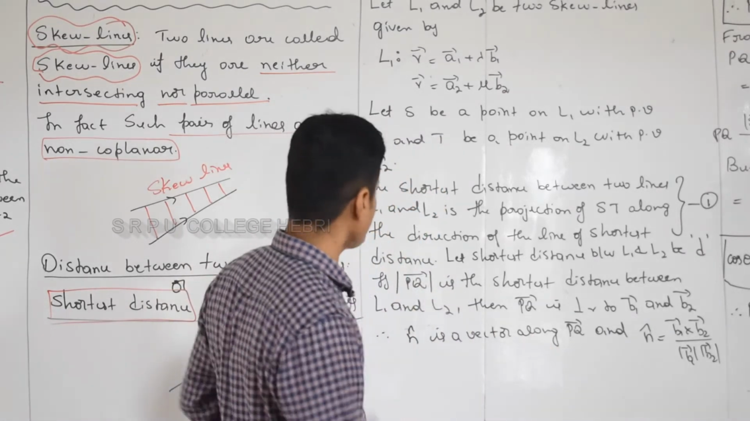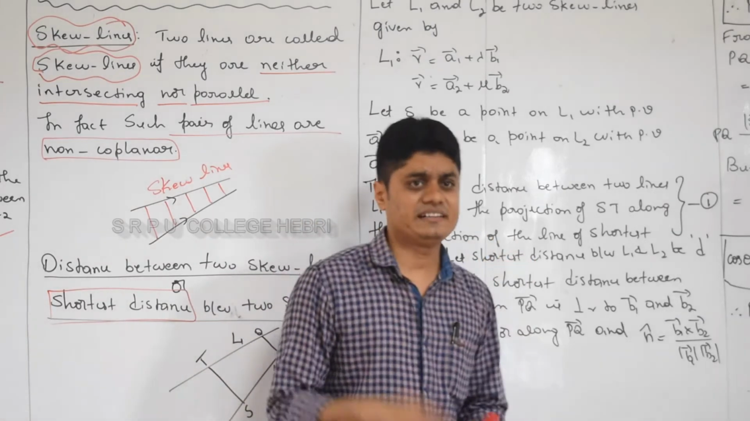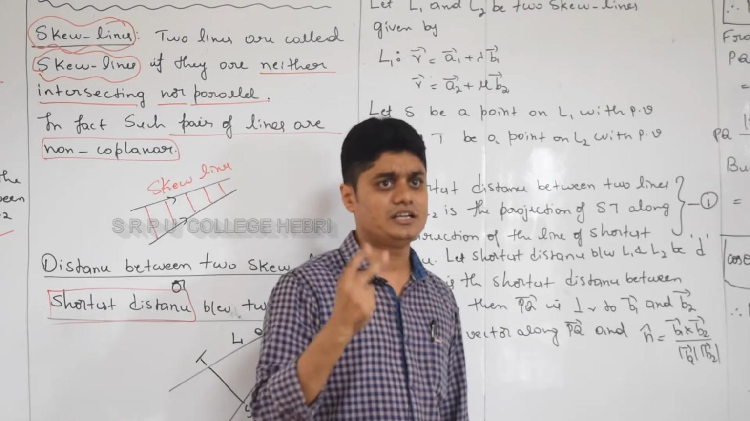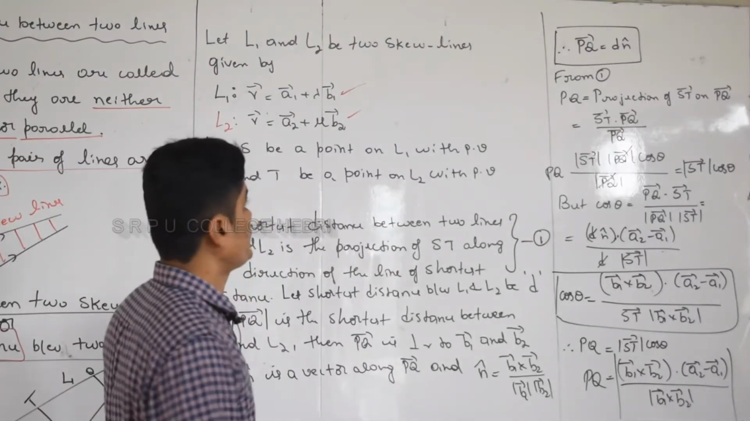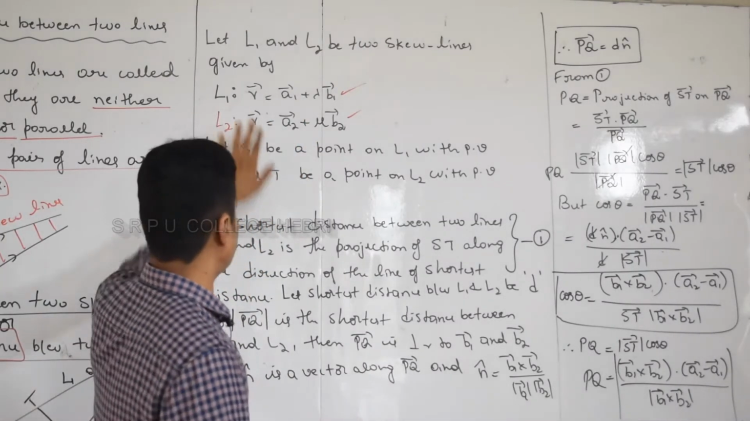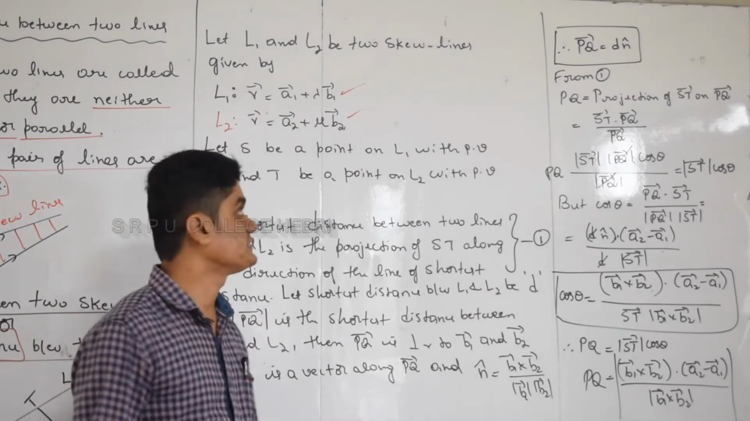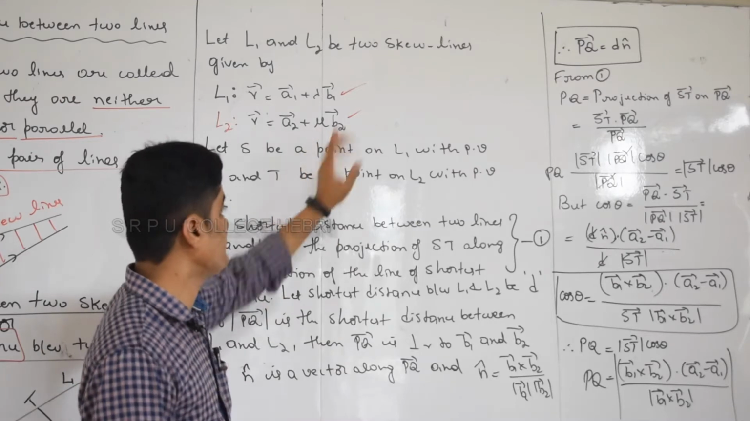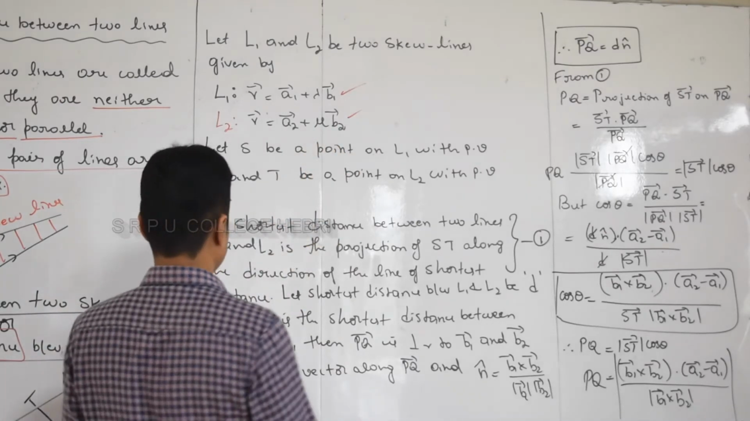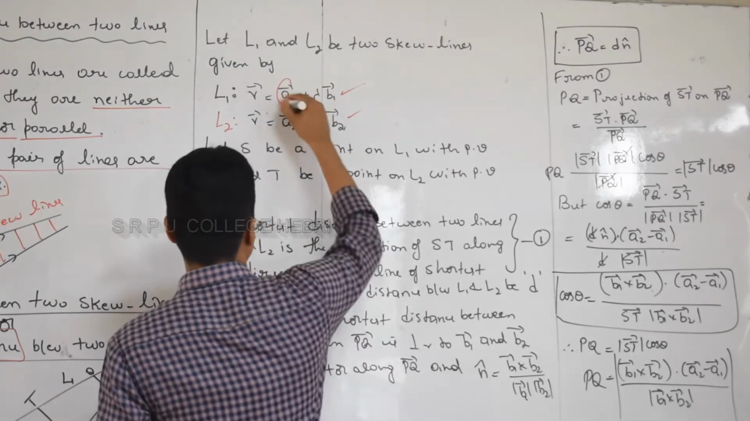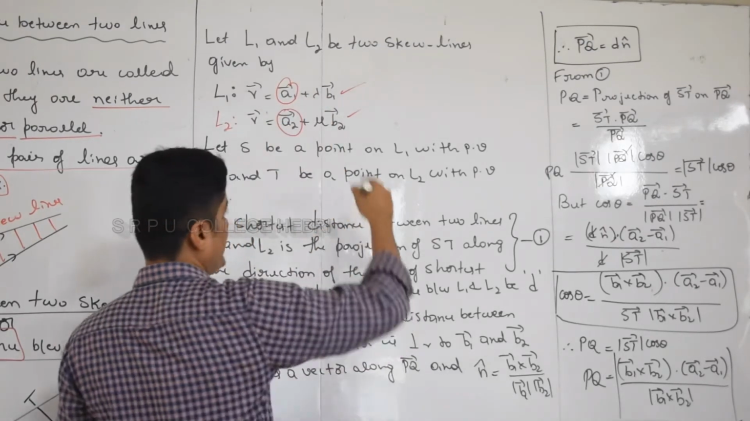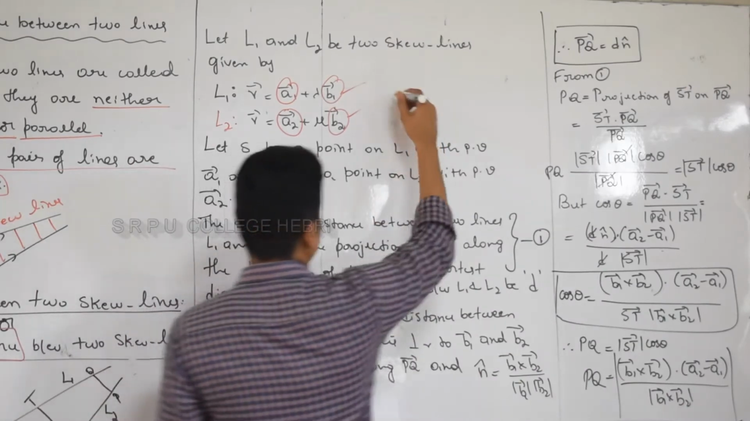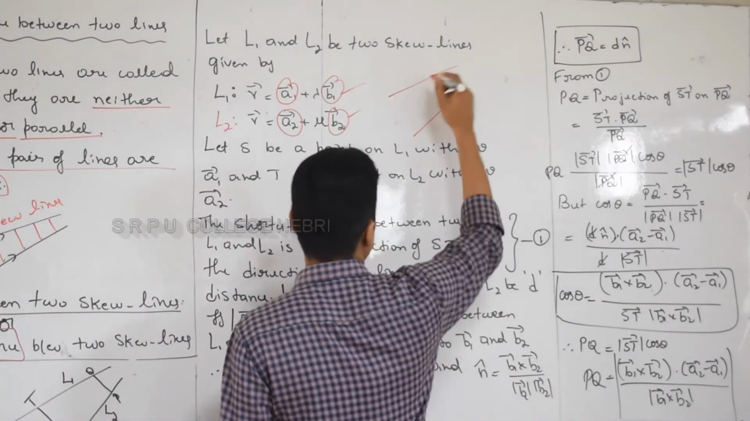So I'll show you one slightly difficult derivation of finding the shortest distance between two skew lines. Take two skew lines L1 and L2. L1 is vector r equals vector a1 plus lambda times vector b1. L2 is vector r equals vector a2 plus mu times vector b2. Here a1 and a2 are the position vectors of points on the lines, and b1 and b2 are the parallel vectors. The diagram I can write again. I wrote it once here, but I'll write it again.